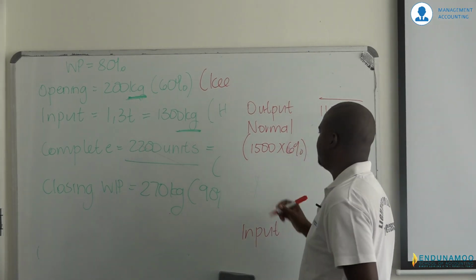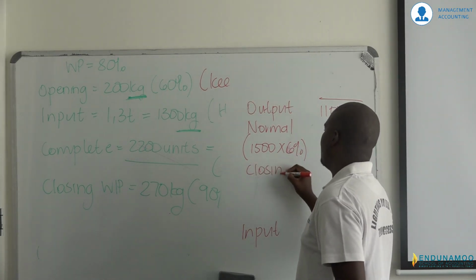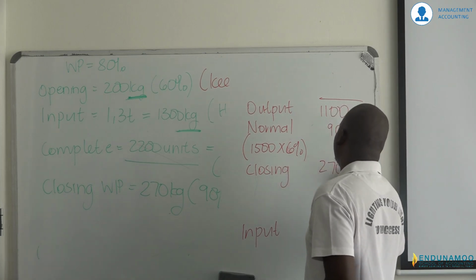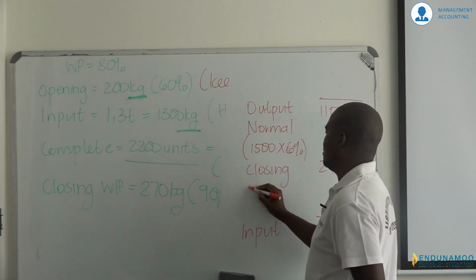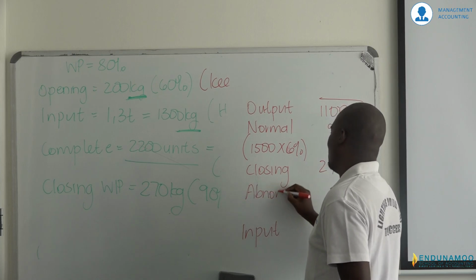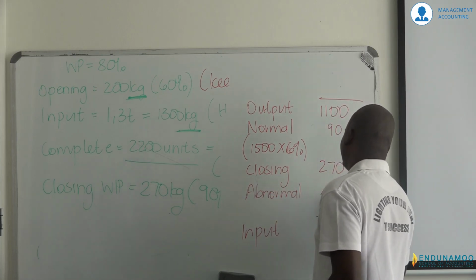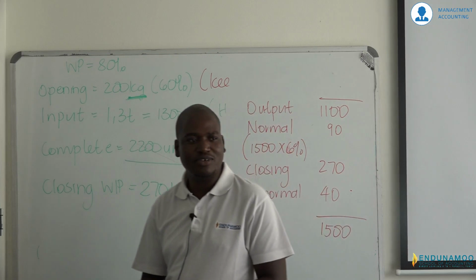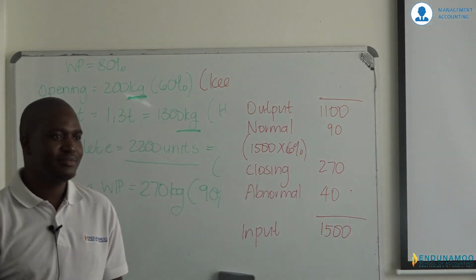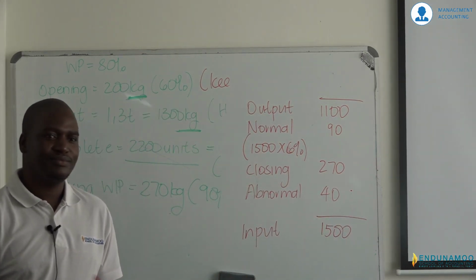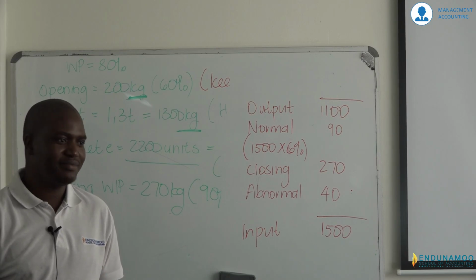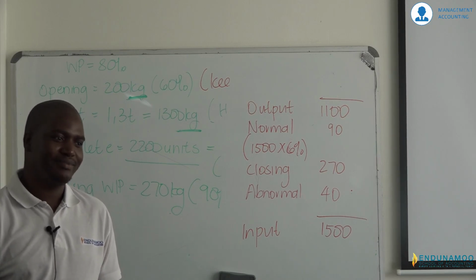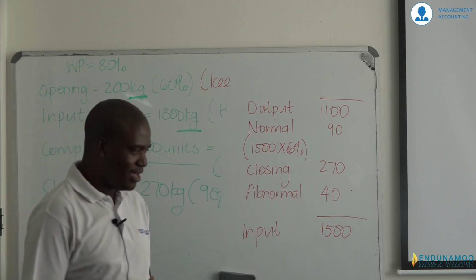And we have a closing of 270. You've got a closing of 270. And then our normal loss was 40. Well done. This is what they wanted from you guys. This is it. So this is how we're supposed to show the quantities.